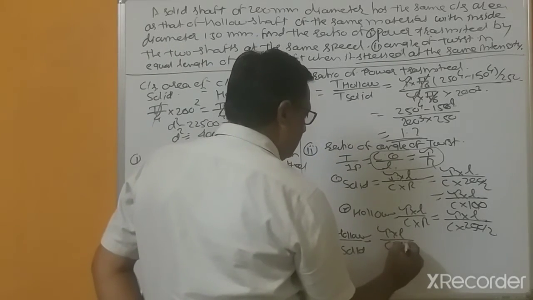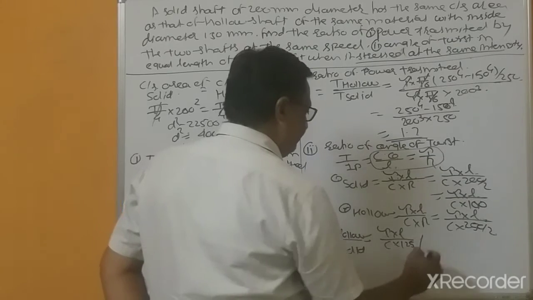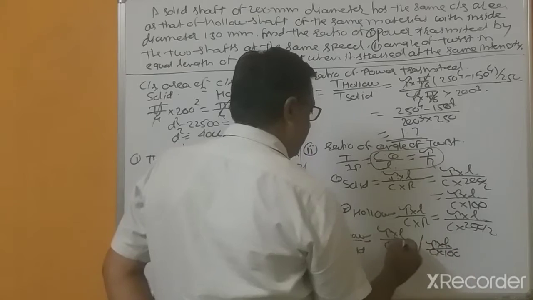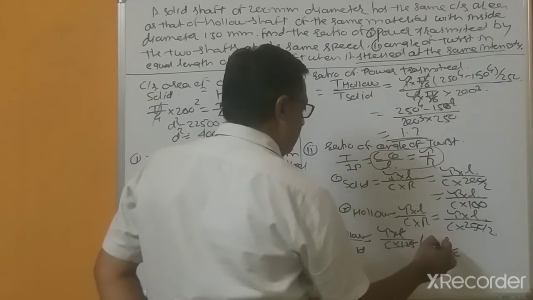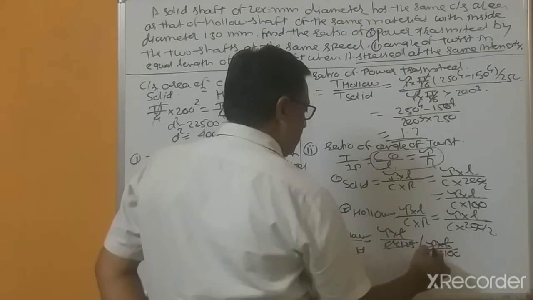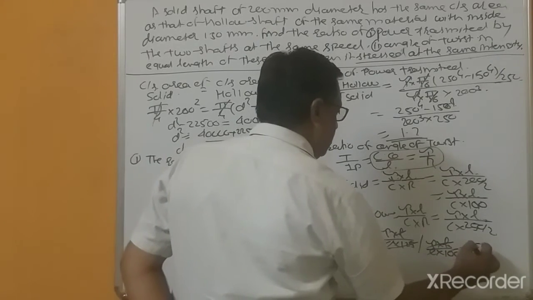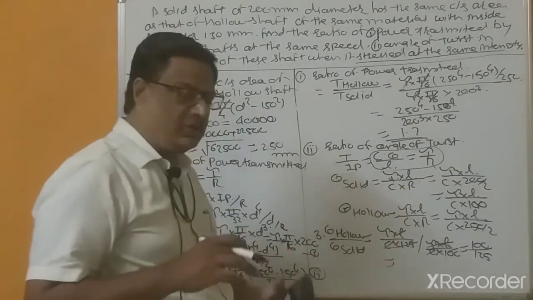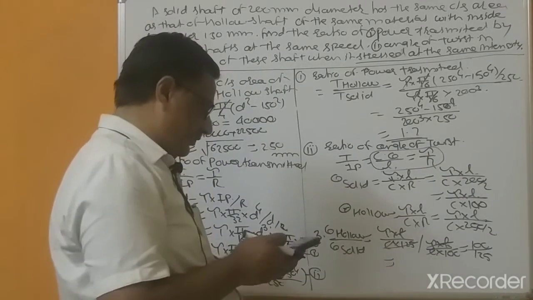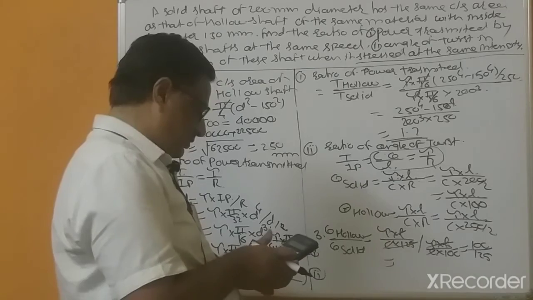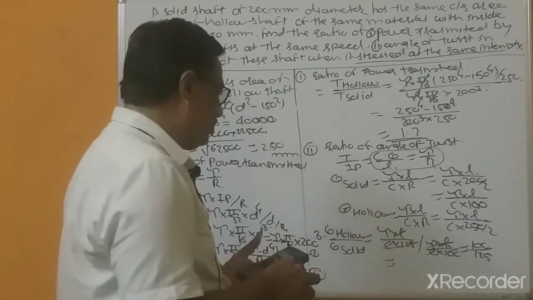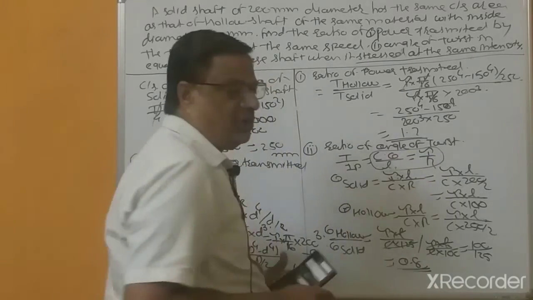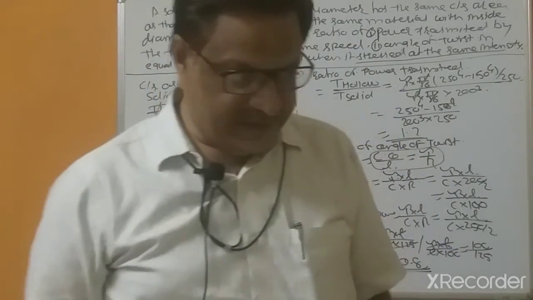C into 125, 100. Sorry. So this will get cancelled, and so angle of twist is also less for the hollow shaft. 100 divided by 125 means 0.8. So this ratio is also small, means angle of twist is also less.